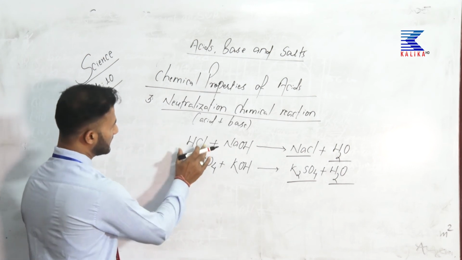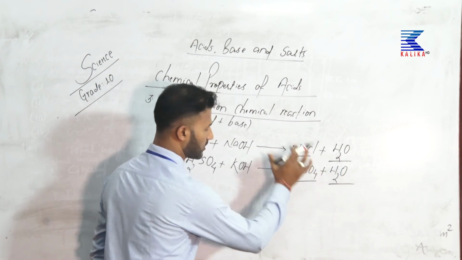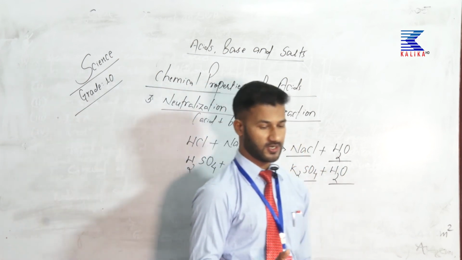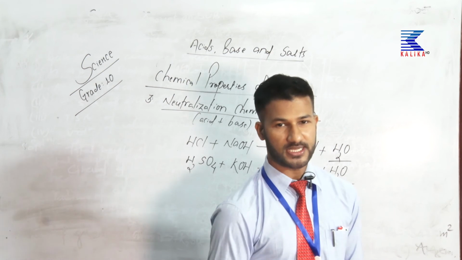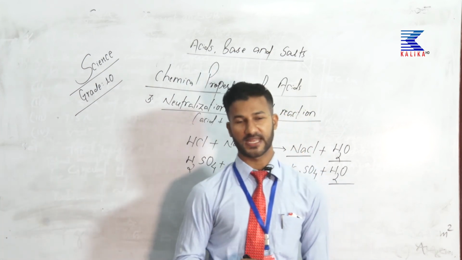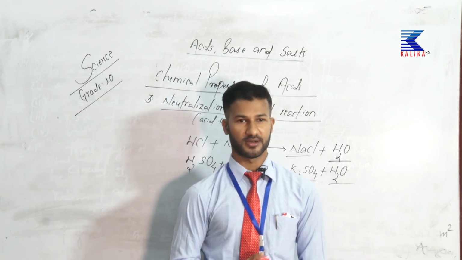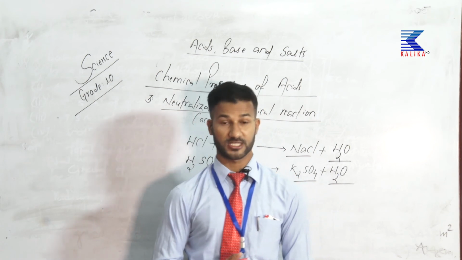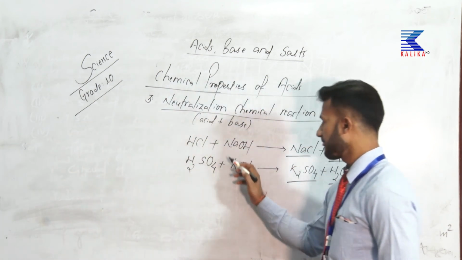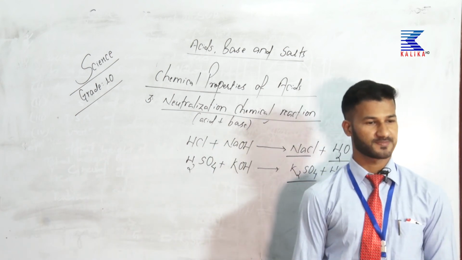So acid and base produce salt and water. Salt would always be the corresponding salt. That depends on what kind of acid we have chosen and what base we took. That determines what kind of corresponding salt is going to be formed. That's the fact. So this is the third chemical property of acids.